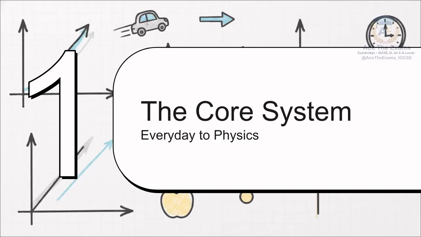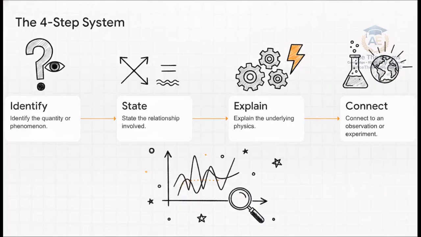Section 1. The core system, moving from everyday language to physics vocabulary. Now, when you face a complex motion graph, I do not want you to panic like Sam does. Just breathe and walk through these 4 linked steps. Think of this as your PEEL framework, point, evidence, explanation, link, but weaponized specifically for Cambridge physics.